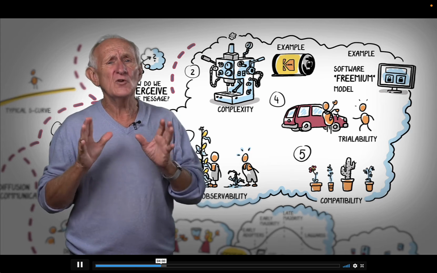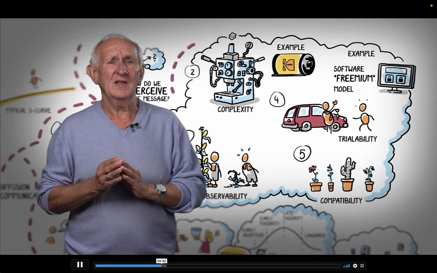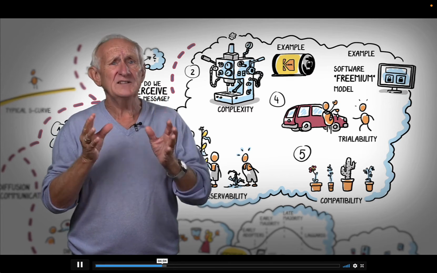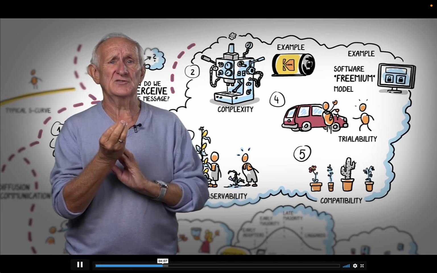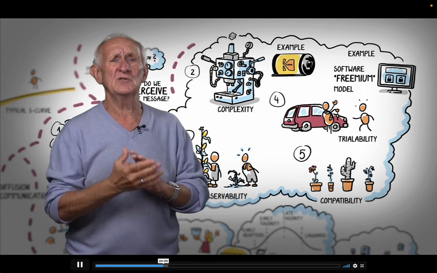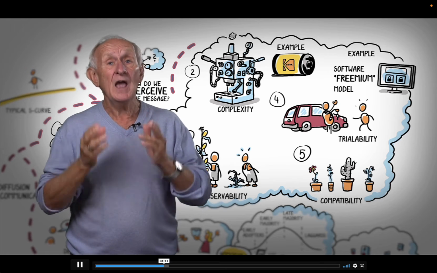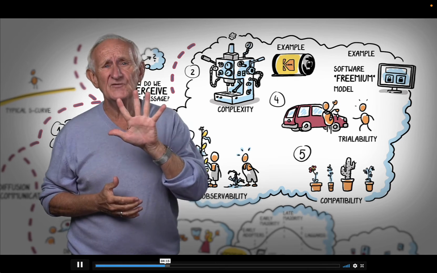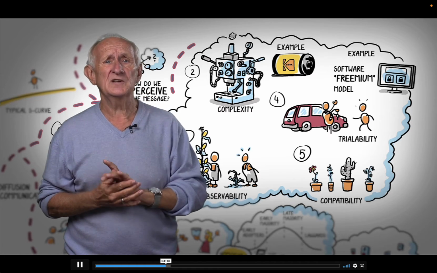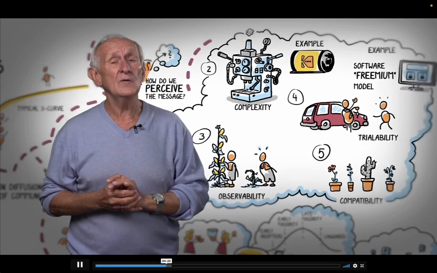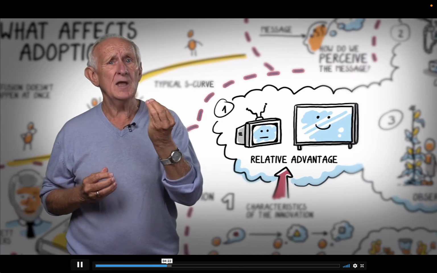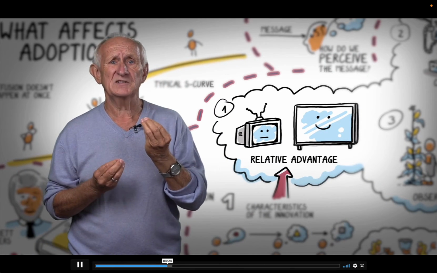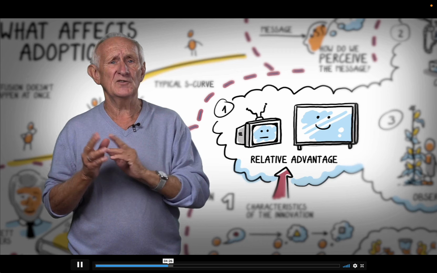So let's break down Rogers' model a little further. Let's look first of all at the idea of the innovation characteristics, this message that's being communicated. And particularly, how do we perceive that message? And Rogers identifies 5 key factors which we can consider. First of all, how far is the new thing better than what it's going to replace? He calls this relative advantage.